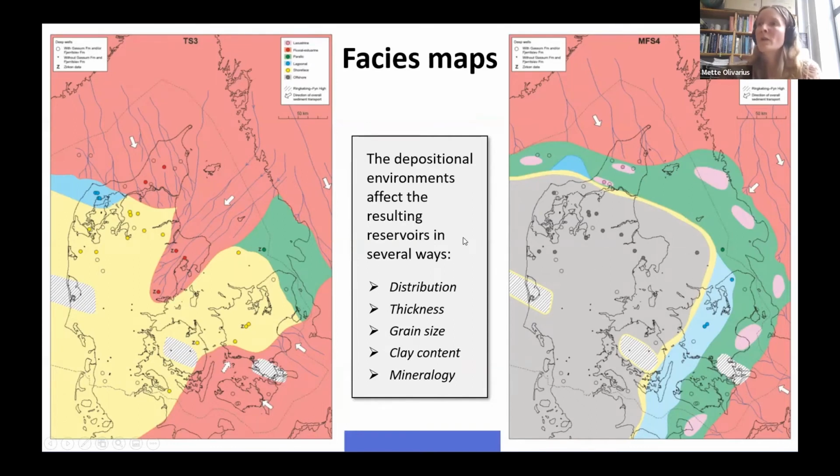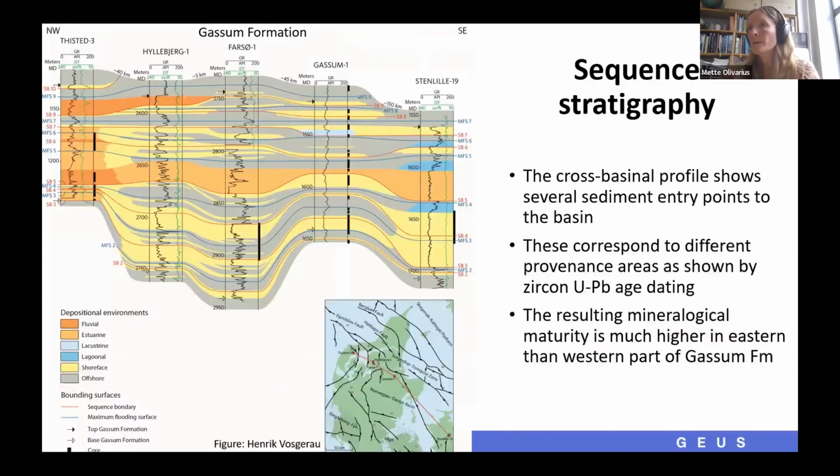The depositional environments affect the reservoirs both by the distribution of the sandstones and their thickness, and also the grain size, which is, for example, generally much larger in the fluvial environment, here the rivers, than in the shoreface sandstones. It's also important for the clay content and for which mineralogy is being deposited. It also depends on where the rivers came from, so which kind of rocks were eroded and supplied the sediment.